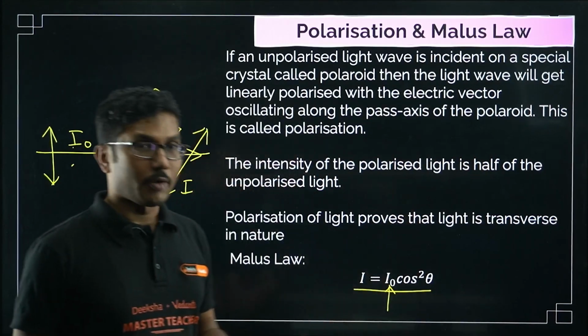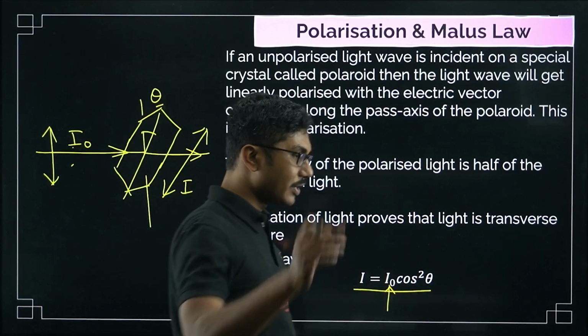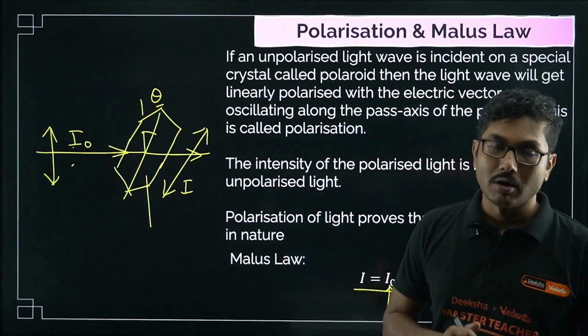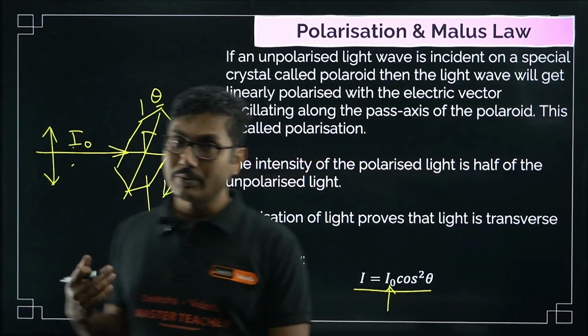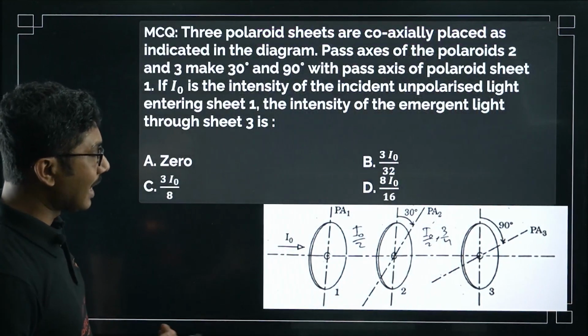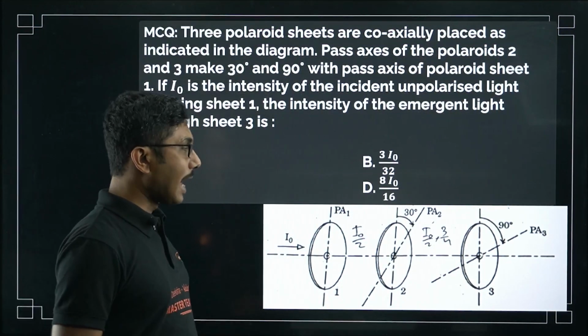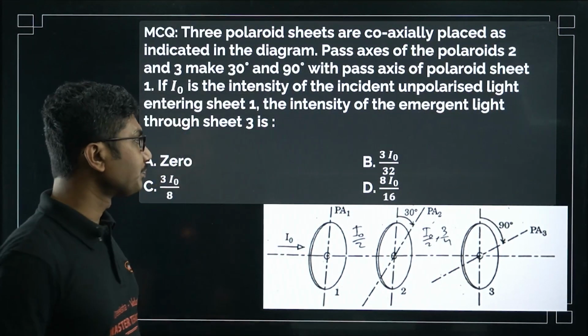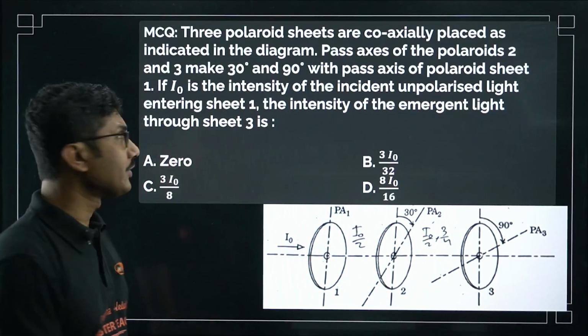So we will see a problem. Every year in the last 5 years there was one question based on Malus law. Let's see this question, I think from last year, 2024, and this is the most difficult question out of all the questions.